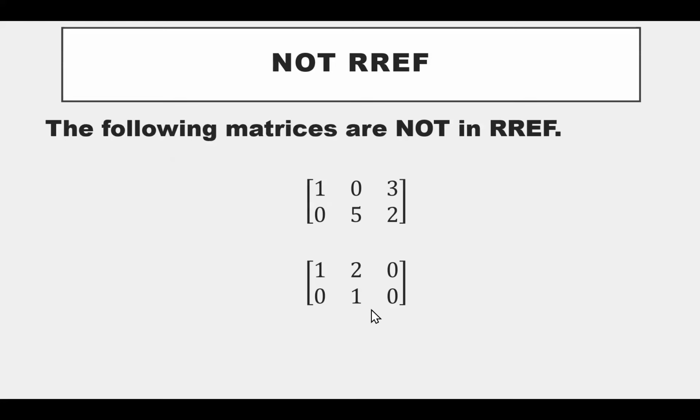Also, this second matrix is not an RREF because the pivot position in the upper left-hand corner, the 1,1 spot, is 1, and as you move down and to the right, you hit a 1. But above this pivot position, we have the number 2 and not the number 0. And because this number 2 is here, the second matrix is not in row-reduced echelon form.